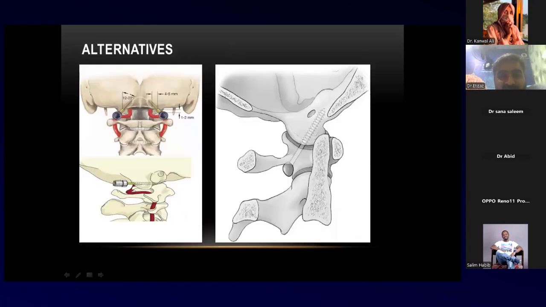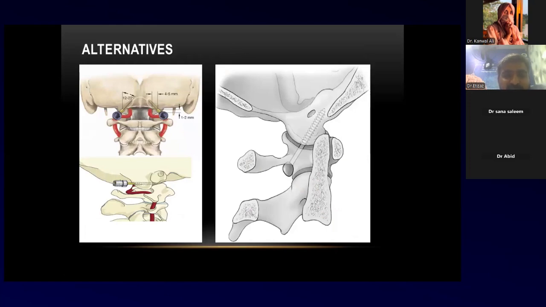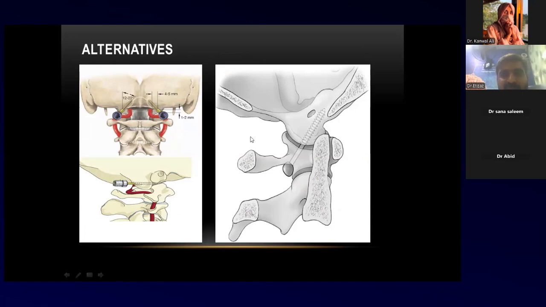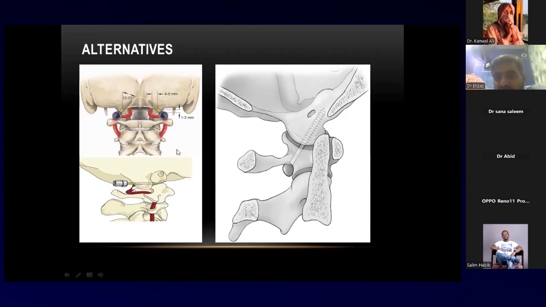We have two alternatives. Anyone who can tell me this one, then we will end the class. What are these screws? What is this fixation and fusion? What kind of? Anyone who has the idea? Transarticular, sir. Which one is the transarticular? This right side, sir. The screw entering into the condyle. Yes, sir, this one is transarticular. Excellent. Transarticular screw.